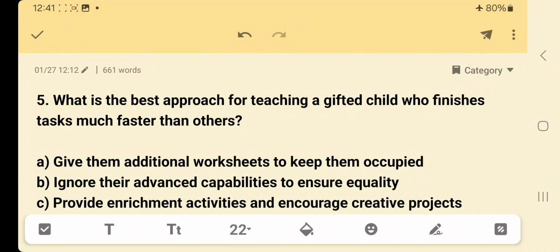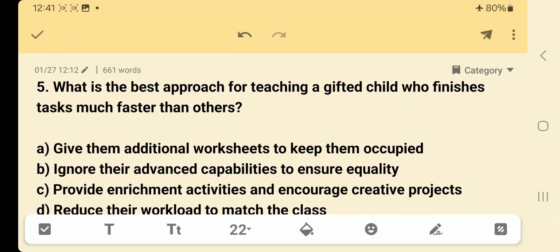Question number 5. What is the best approach for teaching a gifted child who finishes tasks much faster than others? Option A. Give them additional worksheets to keep them occupied. Option B. Ignore their advanced capabilities to ensure equality. Option C. Provide enrichment activities and encourage creative projects.